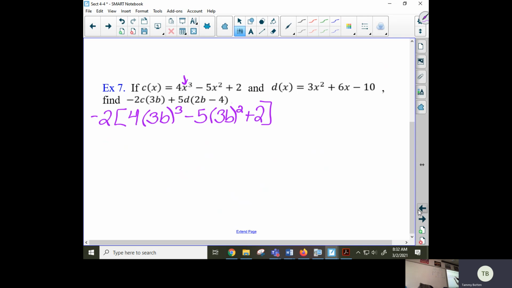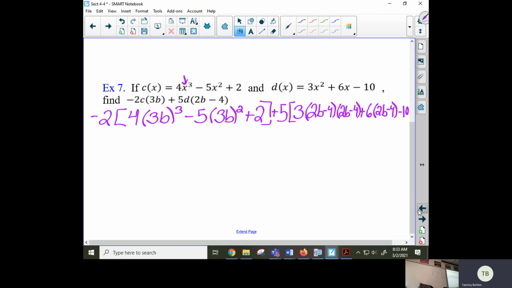And then we're going to go plus, it's not a 5, plus 5 times, and everywhere we see an x in this one, we have to put in 2b minus 4. So we have, do you guys mind if I just write 2b minus 4 twice? Do you guys get that? Because it's squared. And then plus 6 times 2b minus 4, and then minus 10. So the reason I wrote this twice is that it's squared.